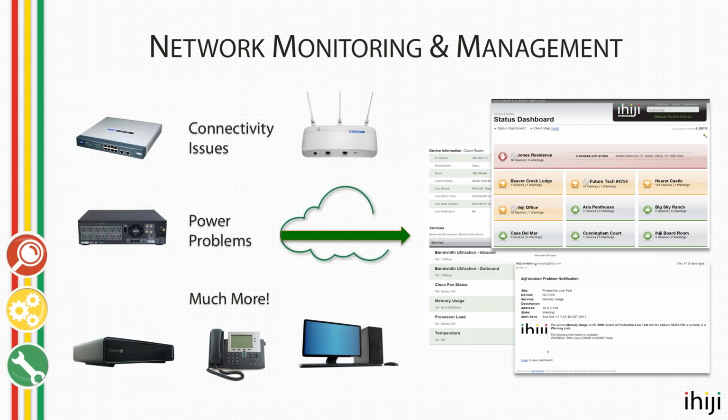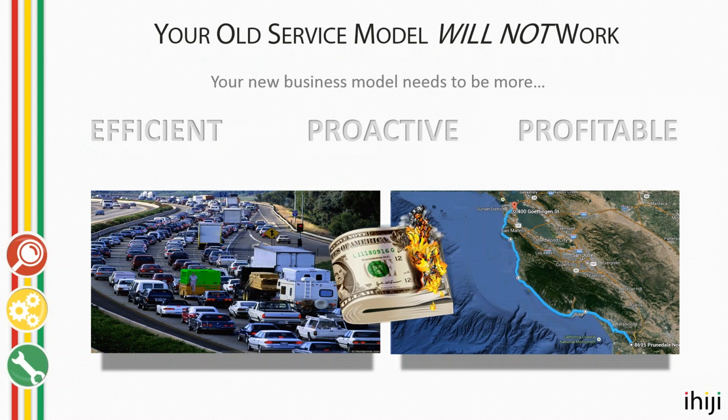So quickly, I'll talk a little bit about how Ihiji does it. We look at connectivity issues, we look at power problems, we look at ping information, so packet loss and latency. We look at SNMP information. We go through proprietary protocols and look at things that aren't available via SNMP. We provide IP power management, full remote access, everything we've already talked about. What it's meant to do is make your service department more profitable, more proactive, and more efficient. It's meant to save you guys truck rolls.